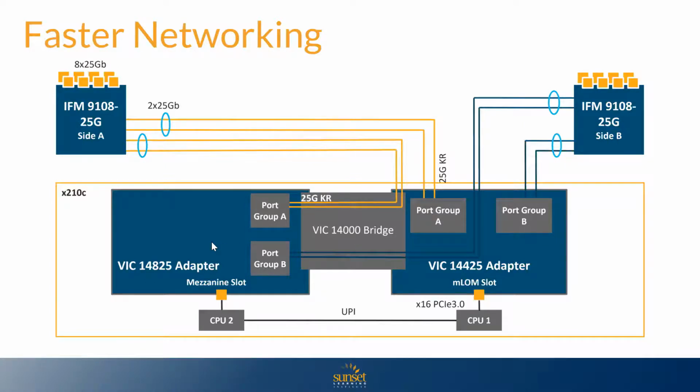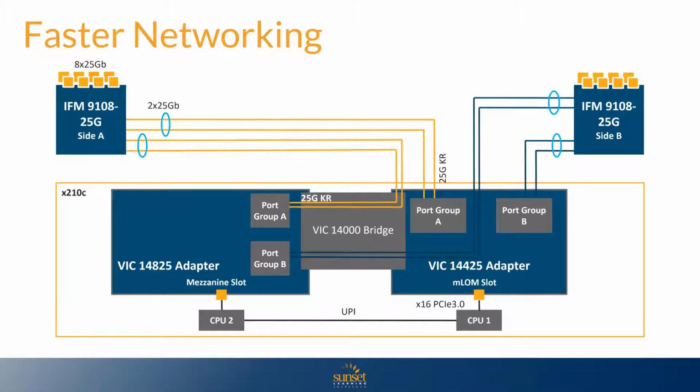Now, the next thing is we do have a VIC 14825. I want to harken this back to the good old-fashioned VIC 1240s. If you remember back in the day, a VIC 1240 gave you the ability to open up more KR channels if you installed what was called a port expander.